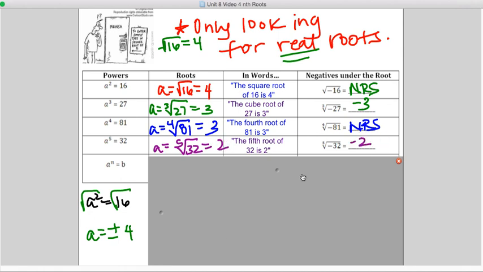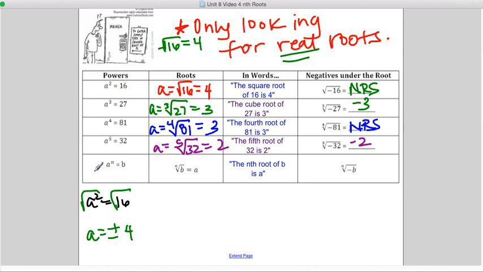Now we need to look at if I have a to the n is equal to b. Well, what it says is a is equal to the nth root of b, because in order to get rid of this, you would take the nth root, and those would cancel. So a is equal to the nth root of b, which is stated over here. So the nth root of b is a.